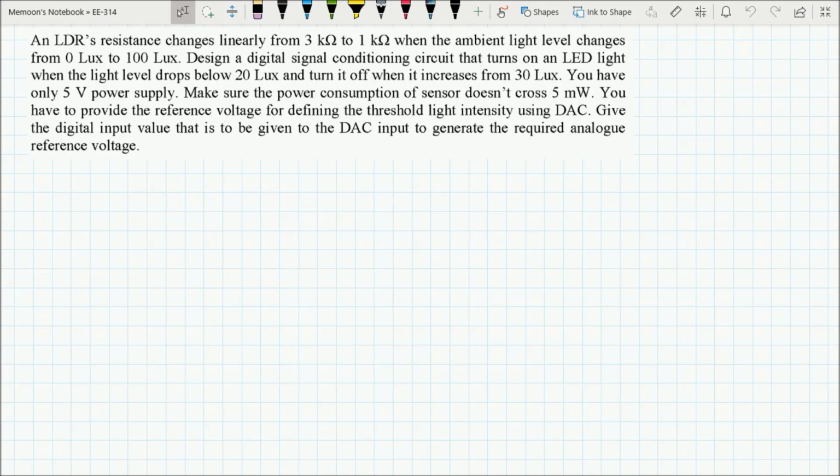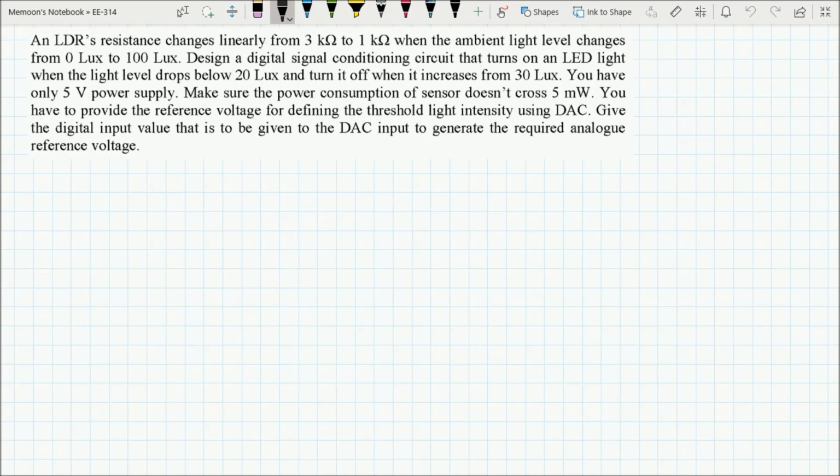So there is a dead band or a hysteresis in your design. So just by reading up to this point, we can determine that we have to use a hysteresis comparator. Then you have only a 5 volt power supply. Make sure the power consumption of the sensor doesn't cross 5 milliwatt. So yes, this is a resistive sensor and you have to keep in mind the power dissipation across the sensor. Otherwise, it can change the behavior of the sensor because the temperature change can change the value of resistance as well. But we do not want that.